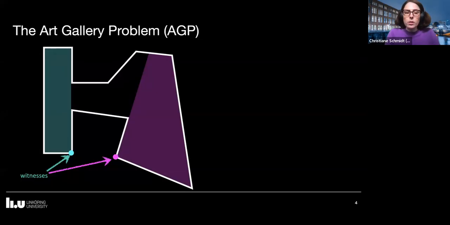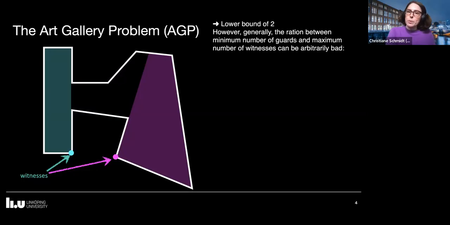In general, these witnesses are points in the polygon that have pairwise disjoint visibility polygons. The maximum number of witnesses will always give me a lower bound on the minimum number of guards. They will, in many polygons, not match. Here we have a lower bound of 2, we have an upper bound of 2, so we know we're optimal. But in general, this ratio can be arbitrarily bad.